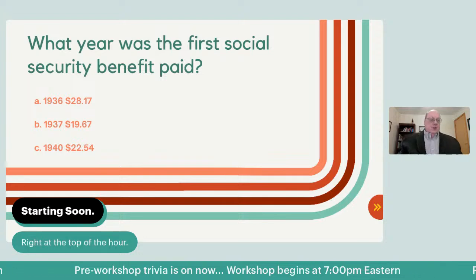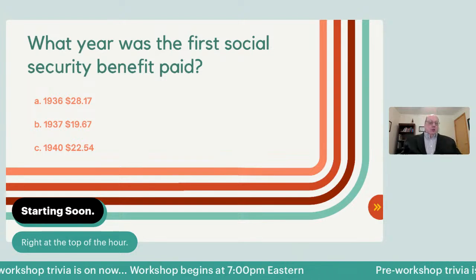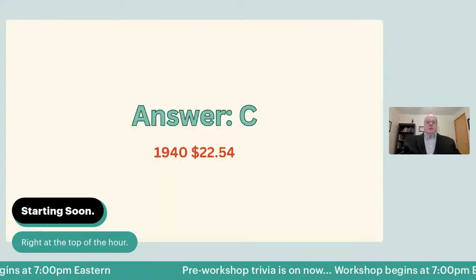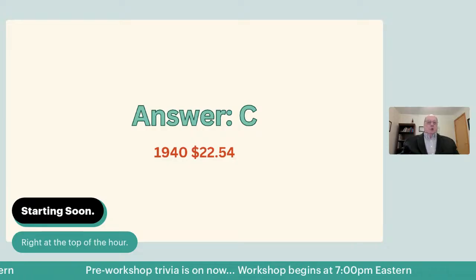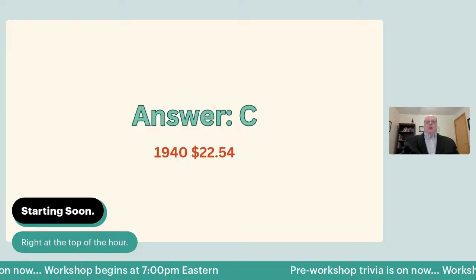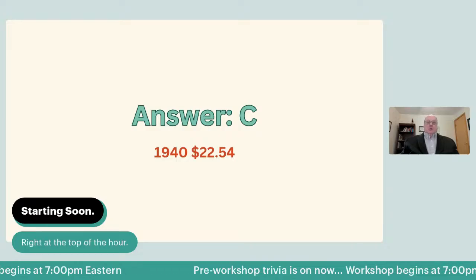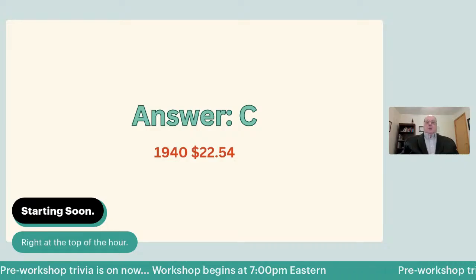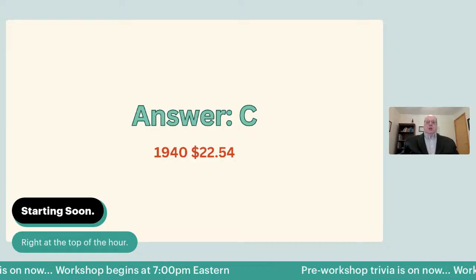Interesting. All right, let's do the reveal here. It is C. So why so long? Why wait 5 years before we make a first payment? Well, the first people that received money from Social Security had never put a dime in. They were already 65 when Social Security was put into law.